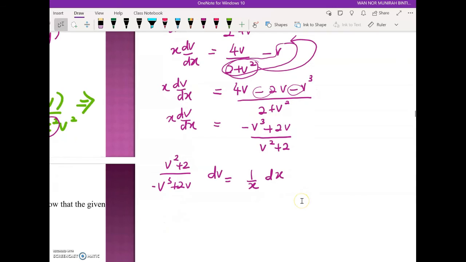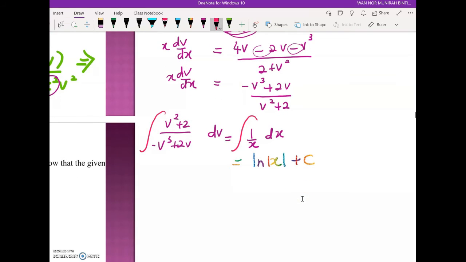Now we want to integrate both sides of the equation, since this is already a separable equation. The right-hand side gives natural log of x plus c, so this is okay. But on our left-hand side we have v squared plus 2 over negative v cubed plus 2v. If this were positive, we could apply the substitution technique, but let's try. Can we? No, we cannot.